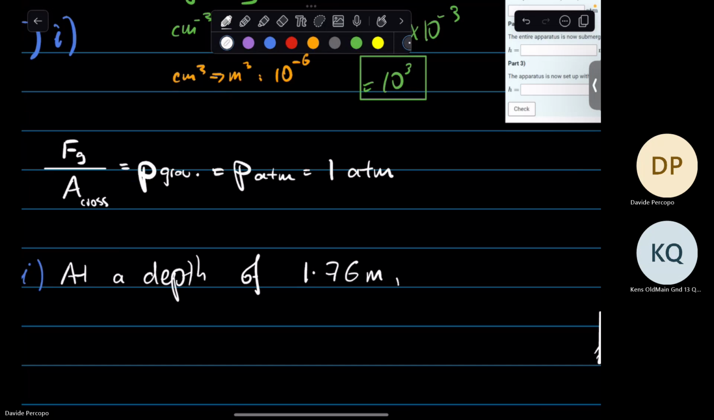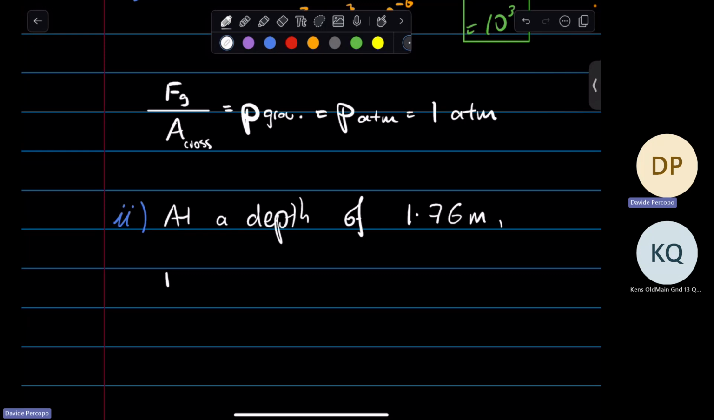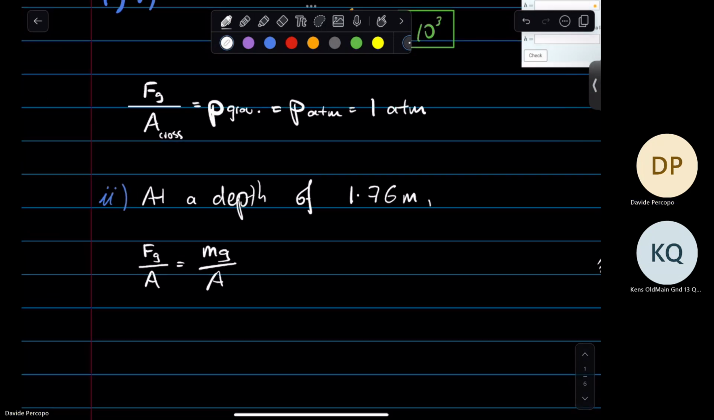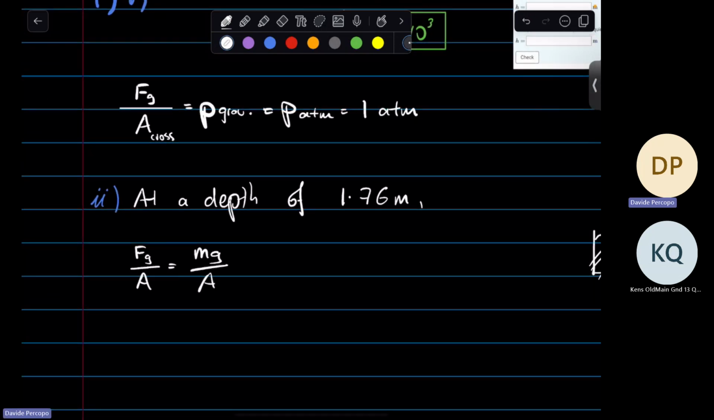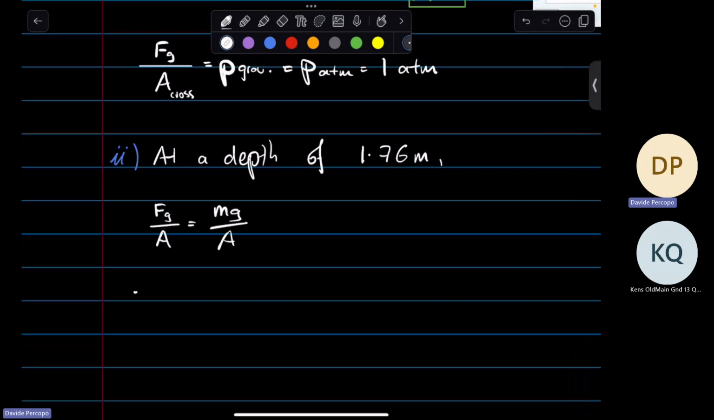we know that the force due to gravity over the area, the weight per unit area, is equal to just this, right? That's just Newton's law. But we also know that the volume density is equal to the mass over volume, because it's mass per unit volume. Then I can rearrange and say mass is equal to rho V.